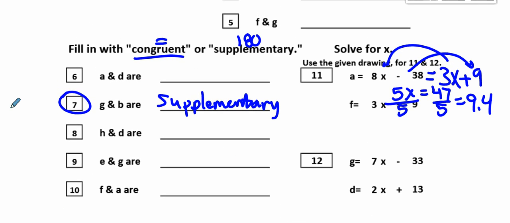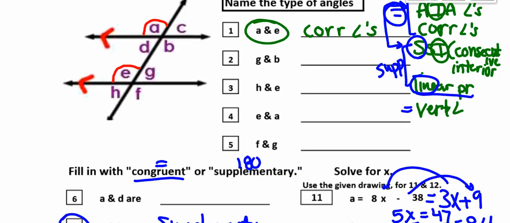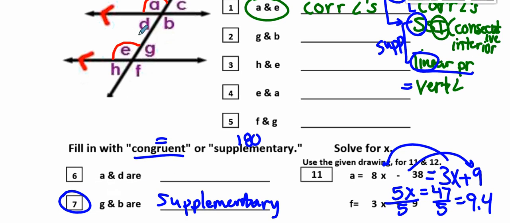So if I go down to here, it says fill in with either congruent, remember that means equal basically, or supplementary, which means two angles that add to 180. So each one of these you're either saying congruent or supplementary. So I chose number 7. Look back up here at G and B. Okay, here's G and here's B. Aren't those same side and interior angles?